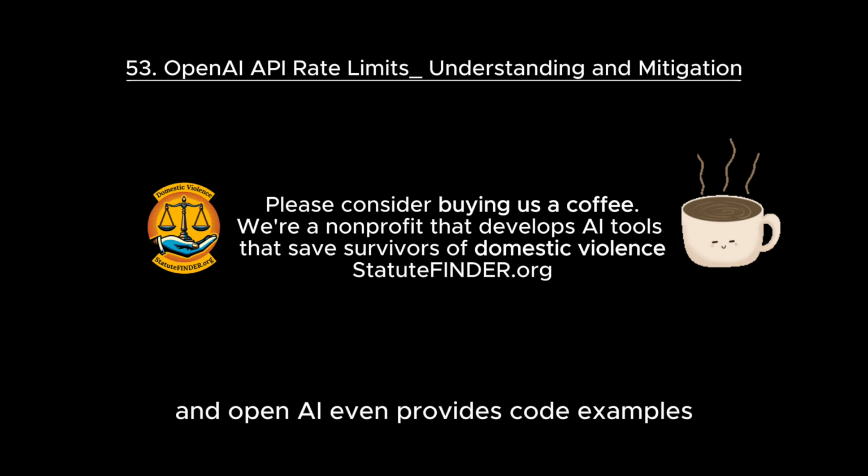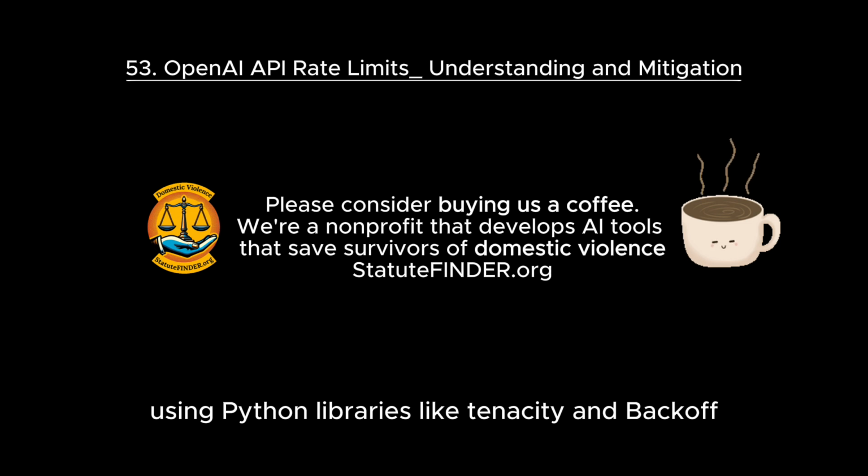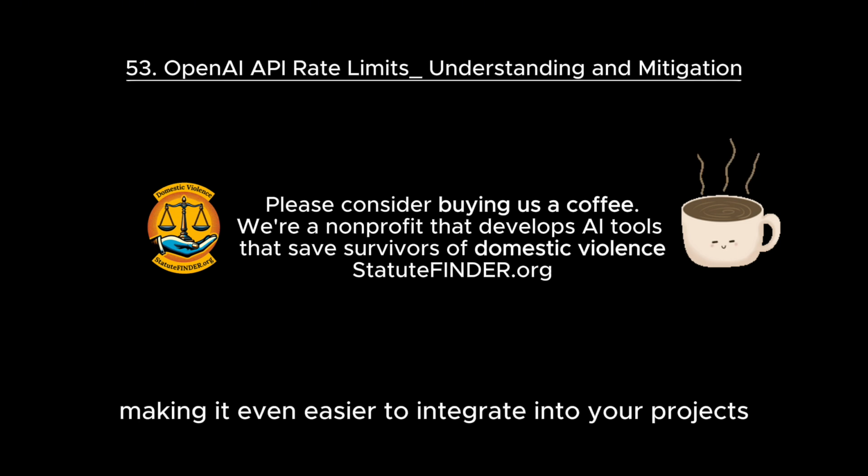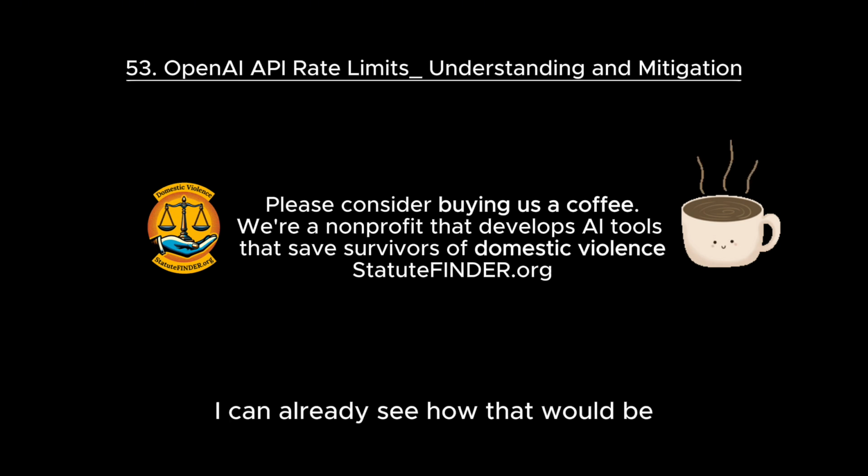And OpenAI even provides code examples for implementing exponential backoff using Python libraries like Tenacity and Backoff, making it even easier to integrate into your projects. That's really helpful. I can already see how that would be useful in a real-world scenario. But before we move on, can you give us a bit more detail on how those libraries actually work?